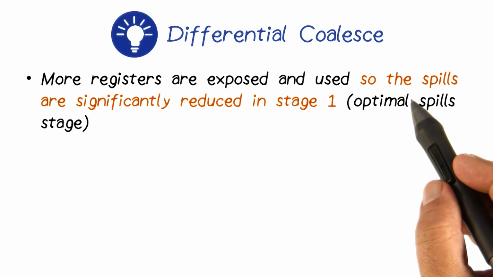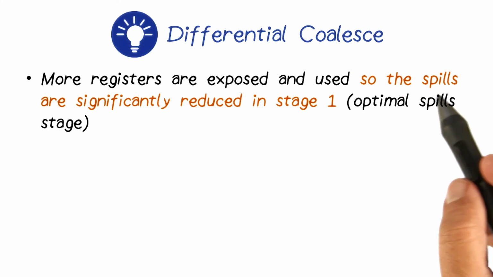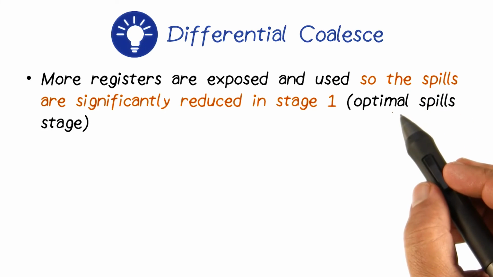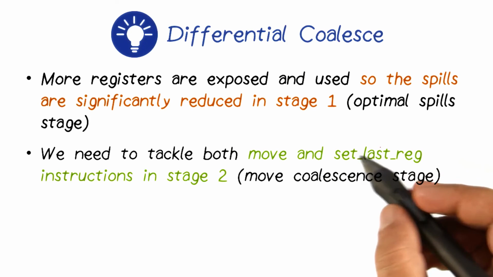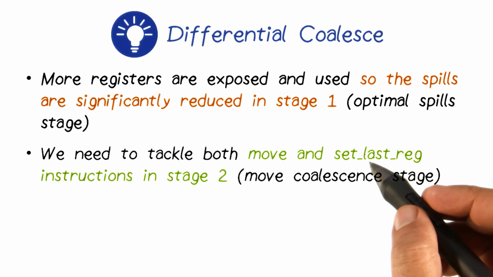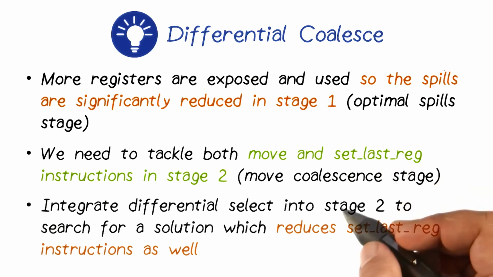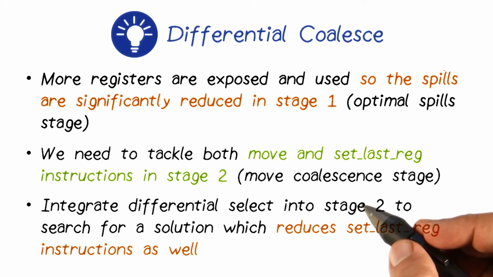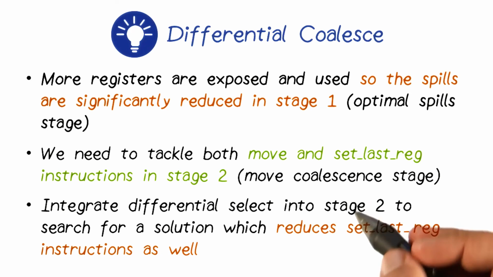There are other key aspects which I would like to highlight here. One is more registers are exposed and used in this scheme, so the spills are significantly reduced in the optimal spill phase of this algorithm. And in fact, we tackle both coalescing and set last reg instruction in stage 2. So we have modified the coalescing stage, making it sensitive to the set last reg instructions that are getting inserted. And the coalescing is now weighed with regard to this particular insertion of instructions. And then the second thing we did was to integrate the differential select mechanism, which we outlined earlier, to search for a solution which reduces set last reg instructions as well in terms of different choices of colors.